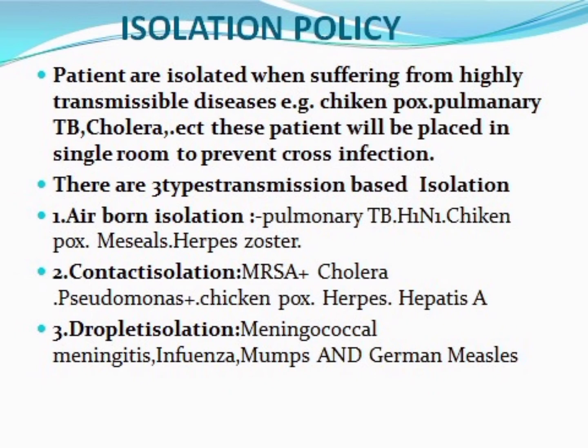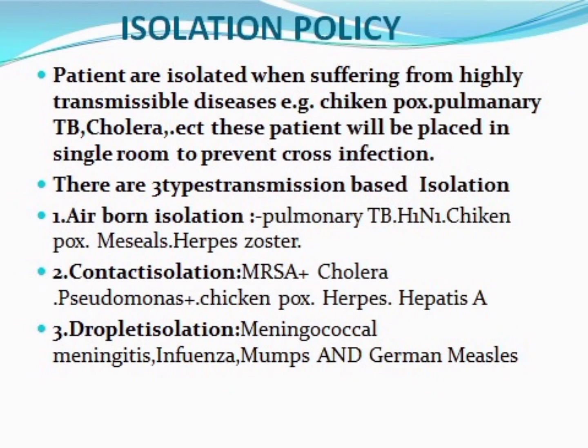Contact isolation. By touching or contacting a patient or surface, the disease may transfer from person to person. In that case, like MRSA positive, cholera, pseudomonas, chickenpox, herpes zoster, hepatitis A. So these are all the patients or disease conditions that come under contact isolation. Again, contact isolation patients also will be placed in a single room and isolation practices will be performed.